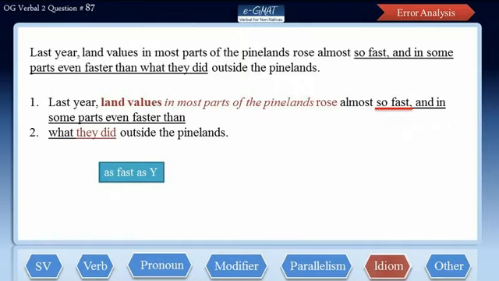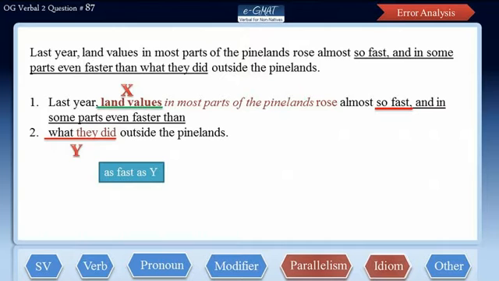Also, the two entities compared in the sentence must be logically as well as grammatically parallel to each other. Land values here stands for X, which is a noun phrase. What they did stands for Y, which is a clause. Hence, the two entities here are grammatically not parallel to each other. That leads to parallelism error here.